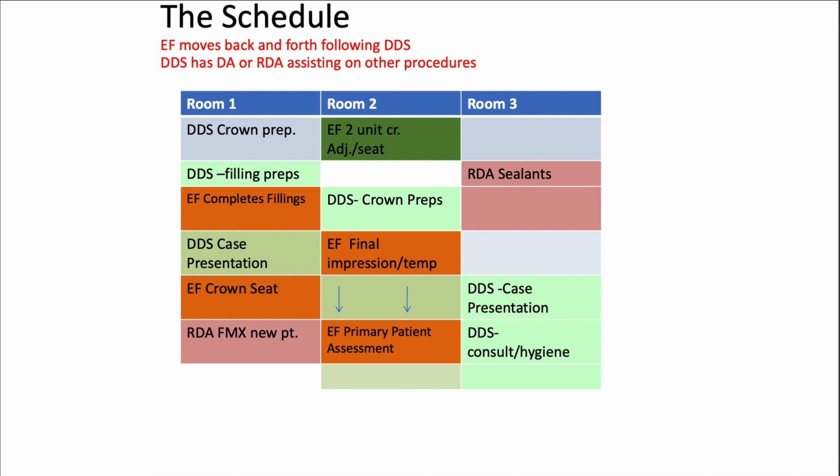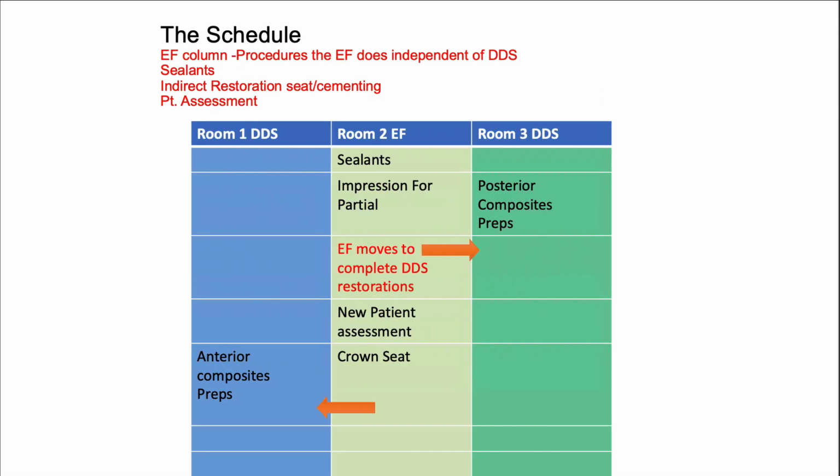Pretty straightforward here. The next possibility is that you have the EF column with procedures that the EF2 can do independently of the dentist. So like sealants, indirect restorations, cementing, bonding, adjusting crown and bridge, patient assessment, anything that they can do on their own that the dentist doesn't have to initially participate in. And then they're pre-scheduled to go in when they're done with those procedures at various places and finish whatever the dentist is doing. So we have a crown seat, and then when they're done with the crown seat, they would move in and complete the anterior restorations that the doctor has done.